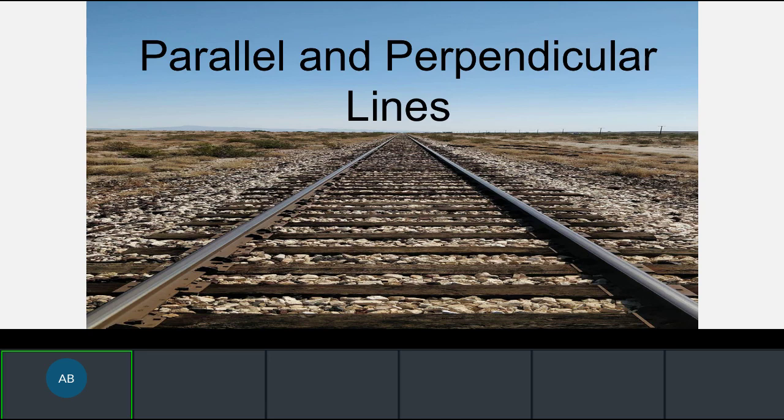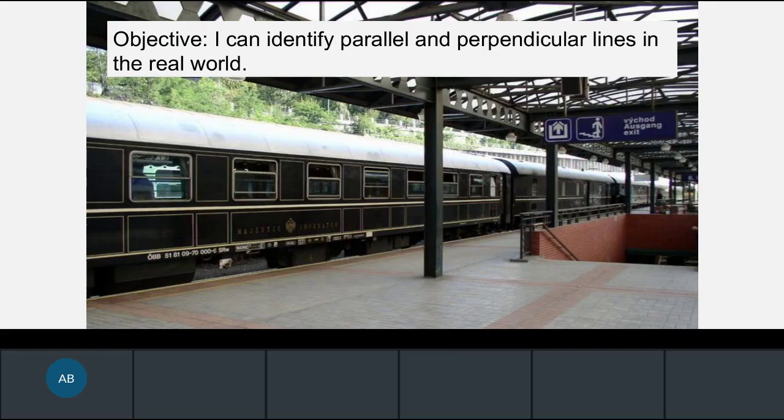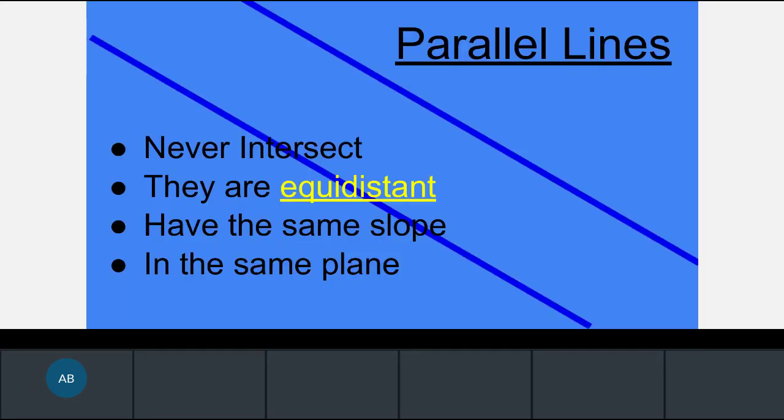Hey, today we're going to be talking about parallel and perpendicular lines. Our objective is I can identify parallel and perpendicular lines in the real world. Parallel lines never intersect. They are equidistant. They have the same slope and they are in the same plane.